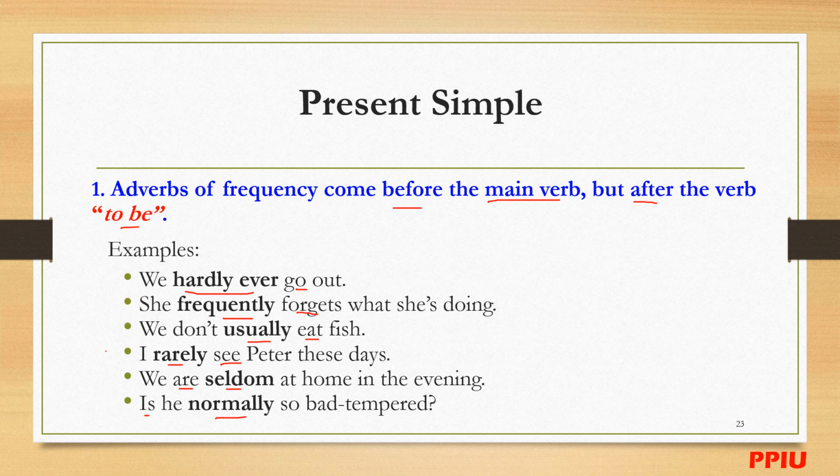So in short, to remember this, all of the adverbs of frequency come before the main verb but after the verb to be. Okay, let's move on. If you have any questions, you can ask in the comments, and we can discuss further, all right?